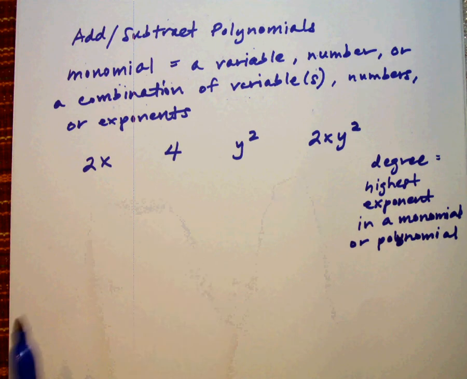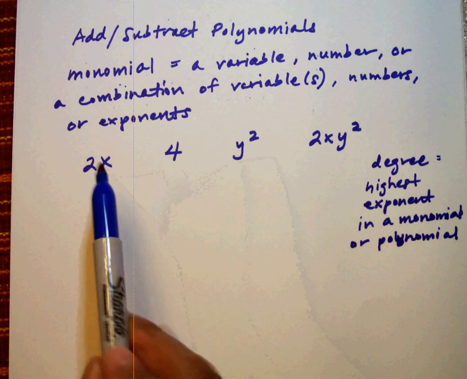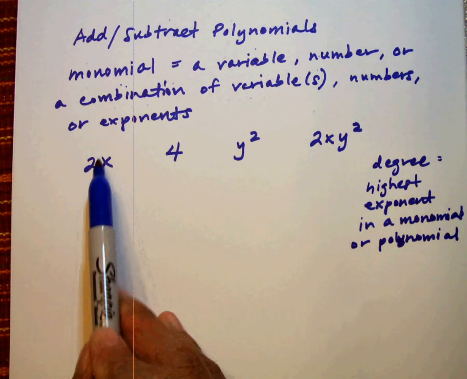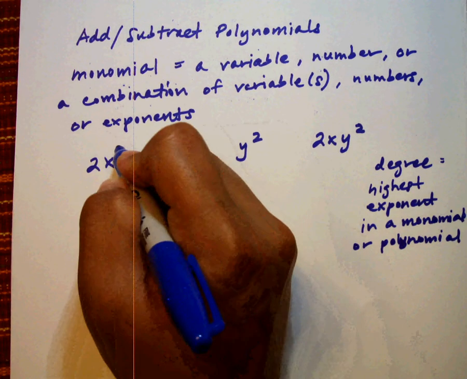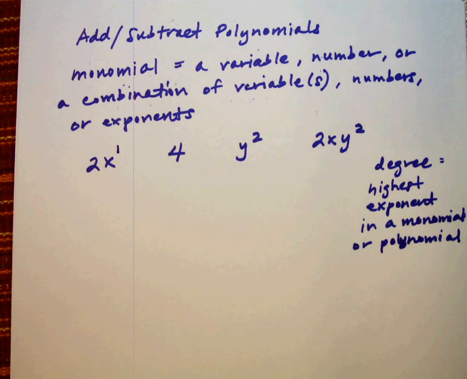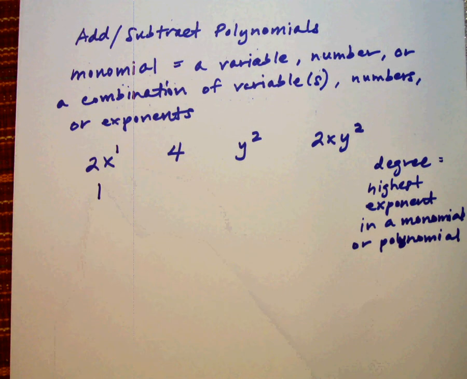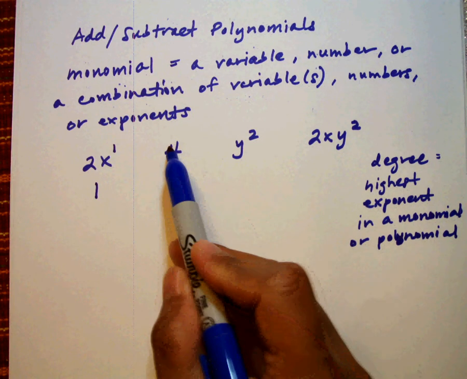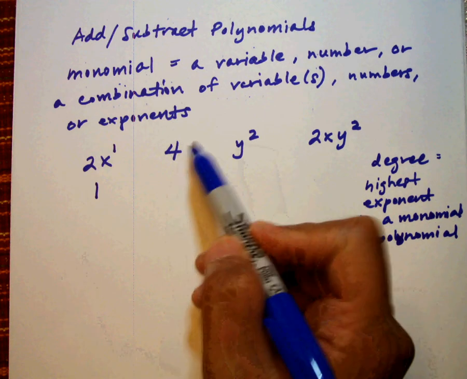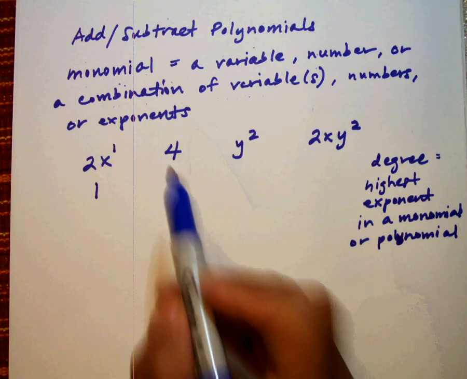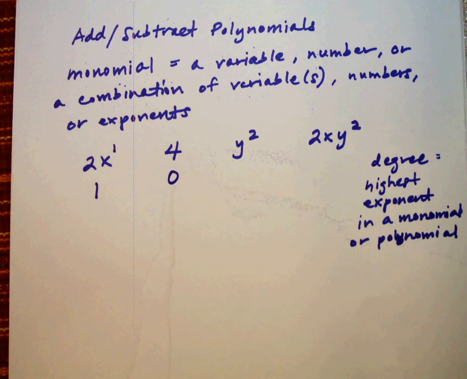Okay. So if we look at here, we're going to define the exponents for each of these monomials. So the first one here, I have 2x. Now, x is my variable. Now, the exponent for x is an imaginary 1. In this case, the degree of this monomial is going to be 1. The next one is 4. Now, since we have no variable there, we can't say that there's an exponent. So in this case, since I have no variables for 4, the degree is 0.